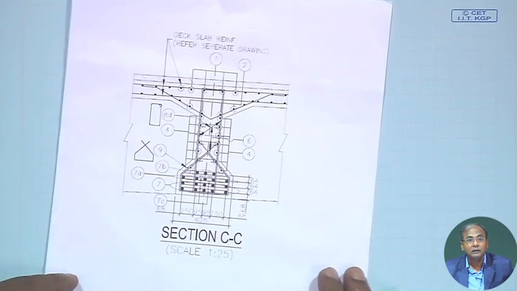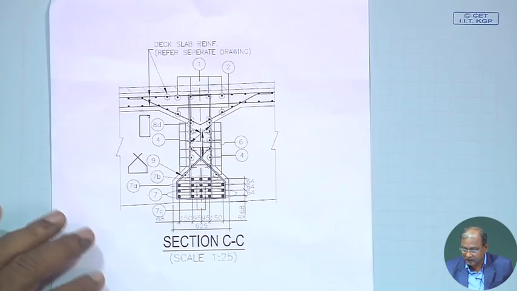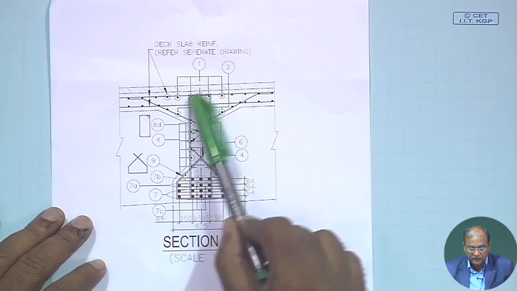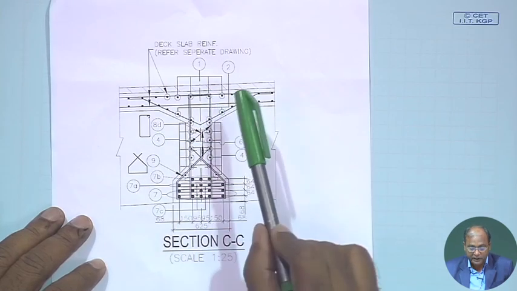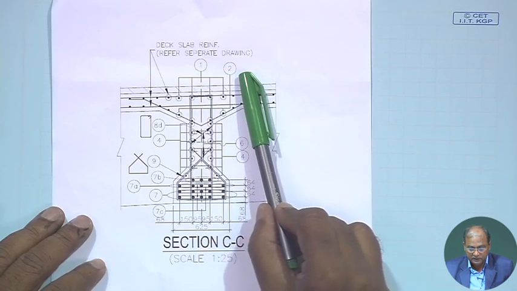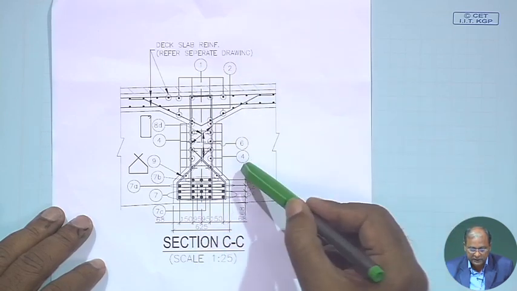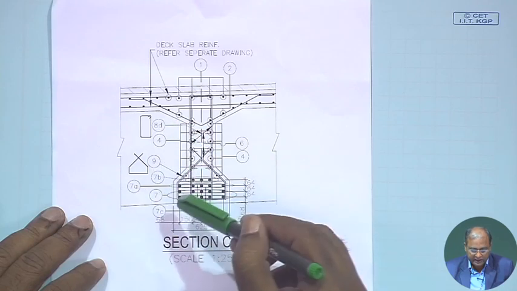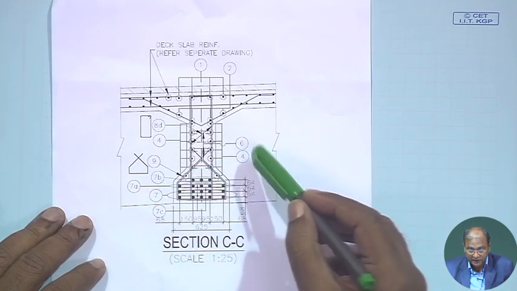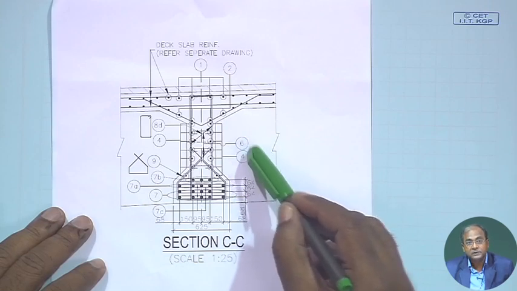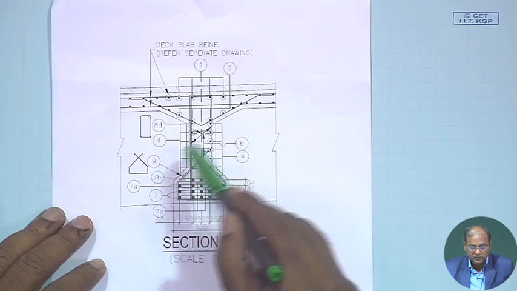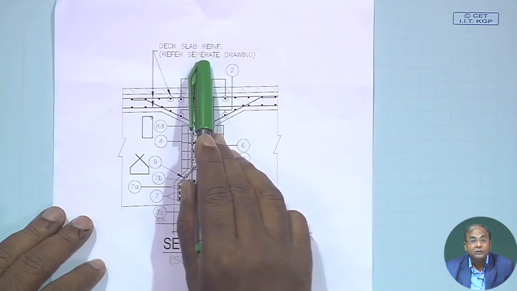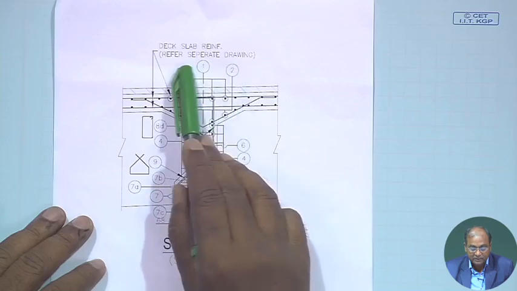This one, you can see how it comes here, to give you an idea of how the reinforcement comes, and you have different numbers, say for example this is 1, this is 2, here we have 4, 6, whatever the bars are, 8D, 7A, 7B, 7C, all those things, because if you mention the bar descriptions over here, then the drawing will be too crowded. And here also just see this one, it is written deck slab reinforcement, refer separate drawing. It will be a separate drawing for that particular one.